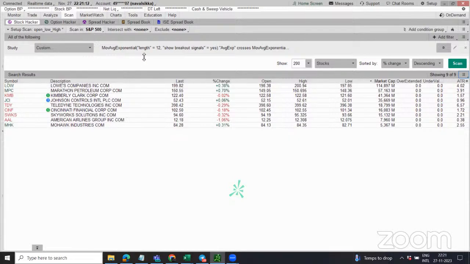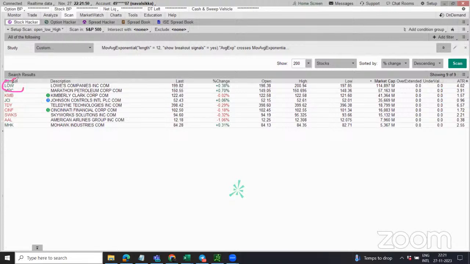Like for example, I have 12 and 34 crossing on LOW. Now here the market cap is right there. Also, I've added the average trading range. So we know that if the average trading range for a particular stock is big, plus they are crossing 12 and 34, it means they are available for a big move. Just keep an eye on this. I'll just leave it right there.